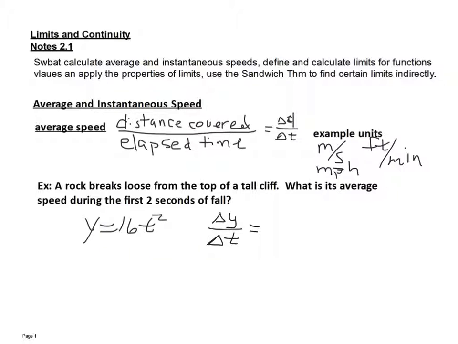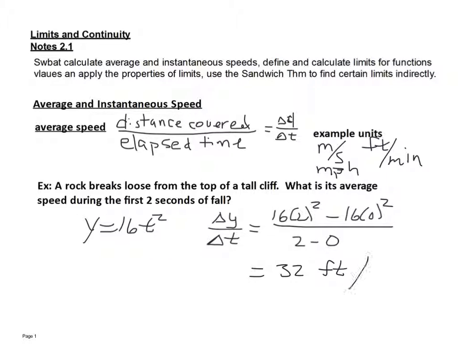And so our distance at time 2 would be this. Our distance when we initially start would be this. So that'll be our change in distance because this is the distance where we start and this is the distance where we end. So subtract them and you're going to get your change in distance. And then our change in time would be 2 minus 0. You get 32 feet per second if you work that out. And that's the average speed from 0 to 2.